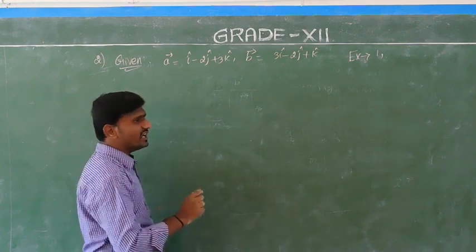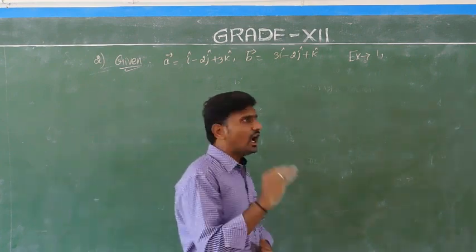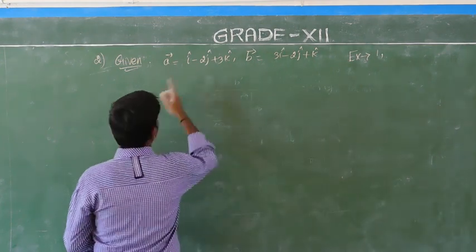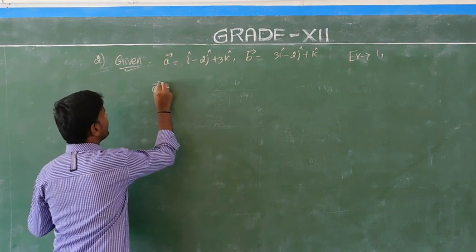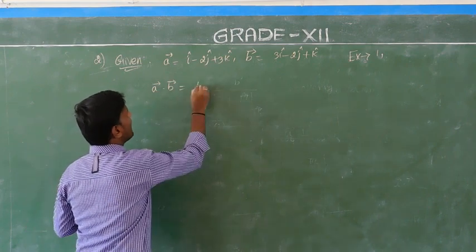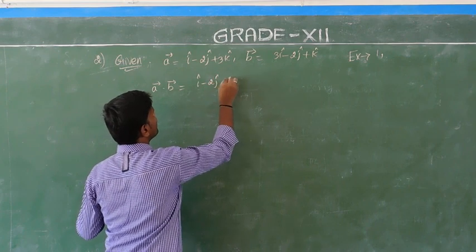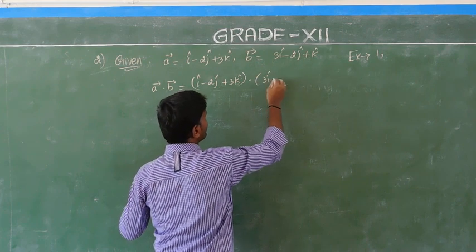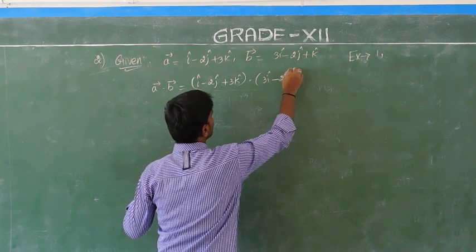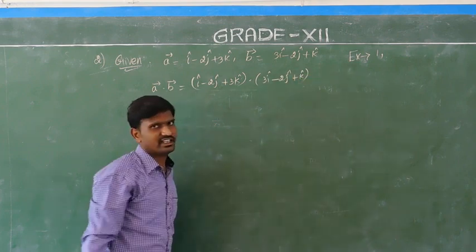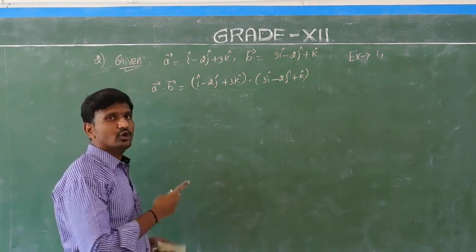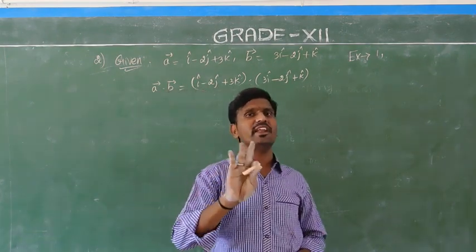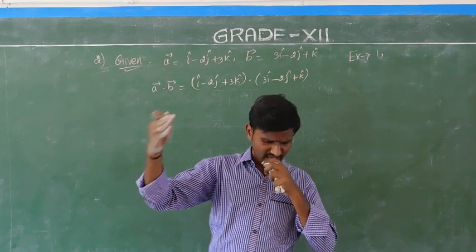Okay. And before that we should know something, that is how to find the dot product. See, using these two vectors, a dot b is equal to i vector minus 2j vector plus 3k vector, taking a dot product with 3i vector minus 2j vector plus k vector. Okay students? Yes. Now we want to multiply the corresponding components, which is i to i, j to j and k to k.